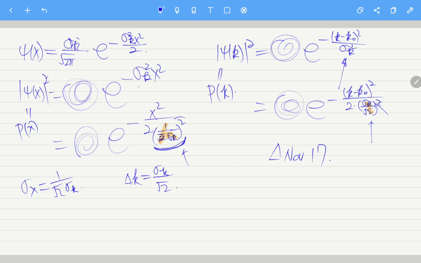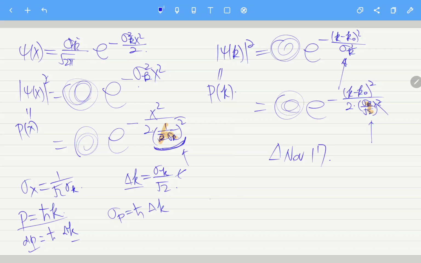And if you still remember, we have the identity p equals h bar k. p is the momentum of the particle, k is the wave number. So if we take the derivative on both sides, we have dp equals h bar dk, or we can write it as sigma p equals h bar delta k, which is this one.